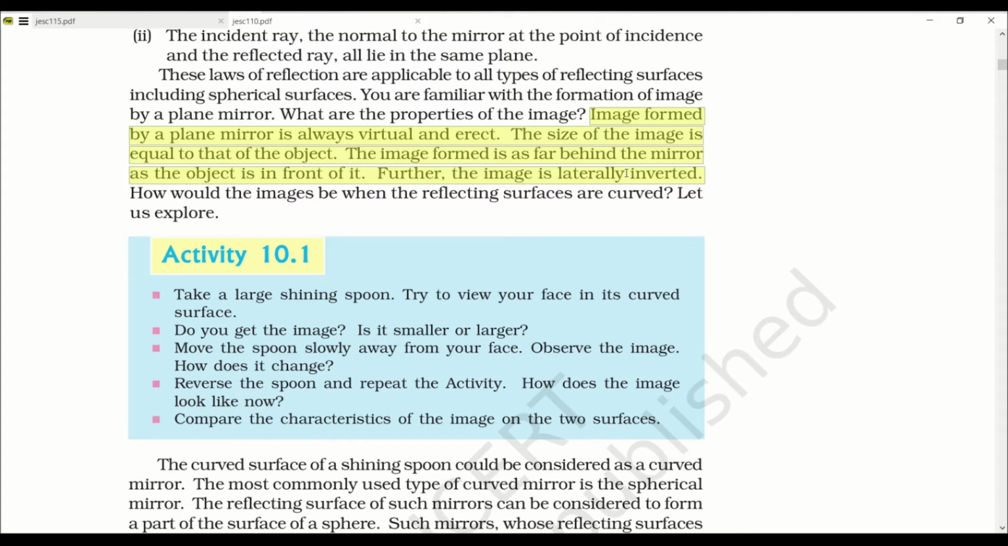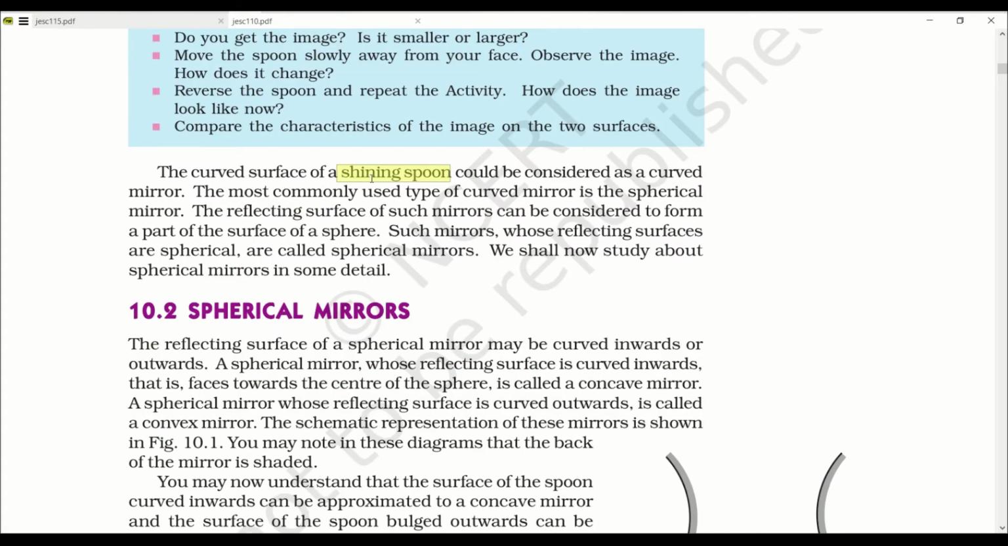Some alphabets may seem the same as they are, just like A, M, W, but other alphabets would be laterally inverted. So that is the reason the name written on an ambulance in front of the ambulance is inverted, because when you see the ambulance coming from behind in the rear view mirror of the vehicle, you can read the spelling correctly. So the curved surface of a shining spoon could be considered as a curved mirror.